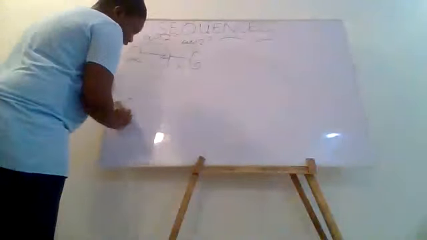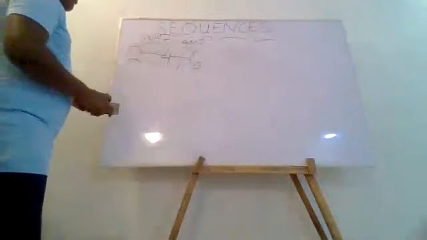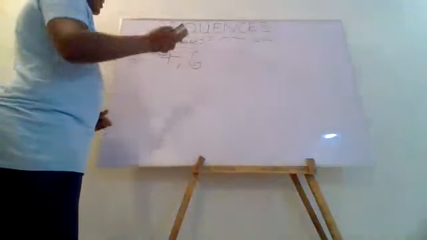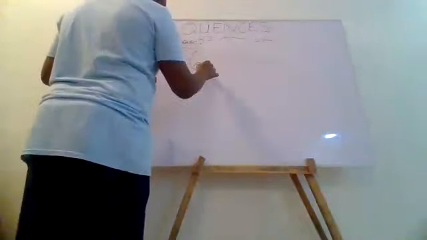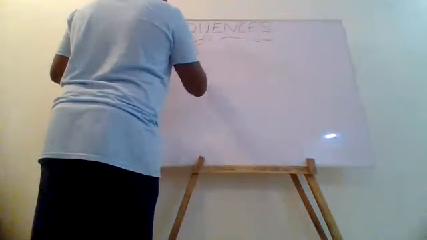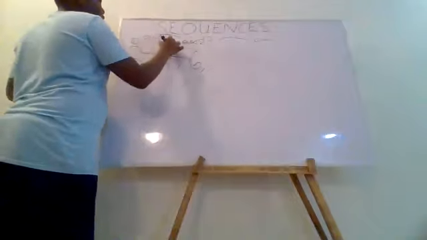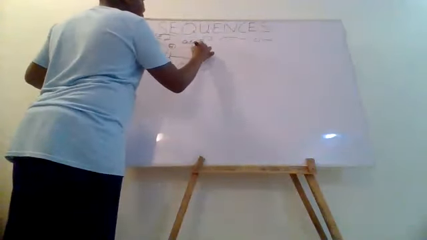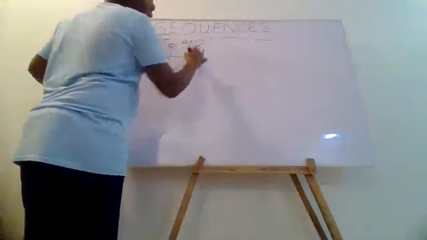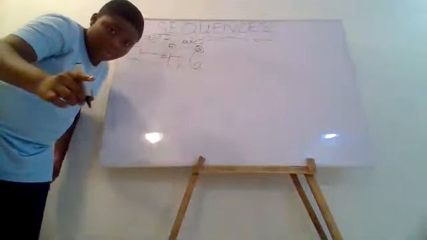Now to find our position to term rule, let's say for instance in this sequence we don't have the next term. So we write down the positions of our numbers: 1, 2, 3.